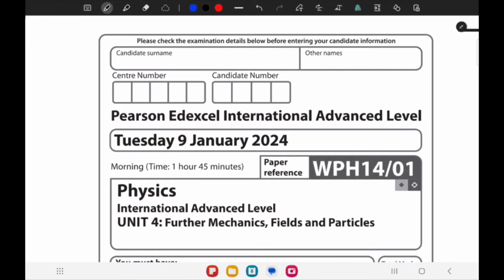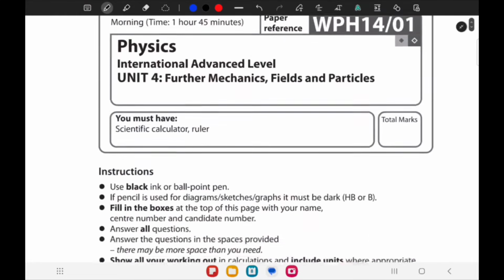Welcome to Mathematics. Today we'll be solving the Pearson Edexcel IAL paper from January 2024 for Physics Unit 4.